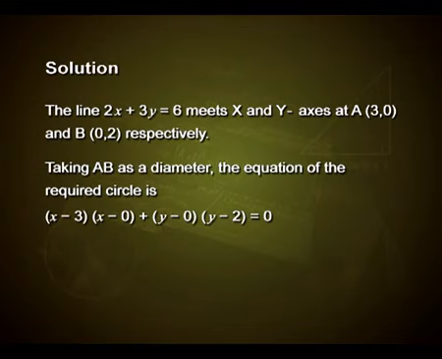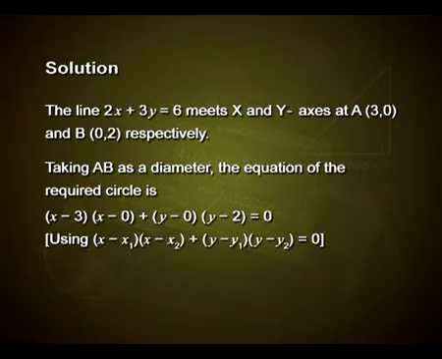This we could write with the help of the given expression for the diameter form, that is (x - x1)(x - x2) + (y - y1)(y - y2) = 0. On solving this, we get x² + y² - 3x - 2y = 0.